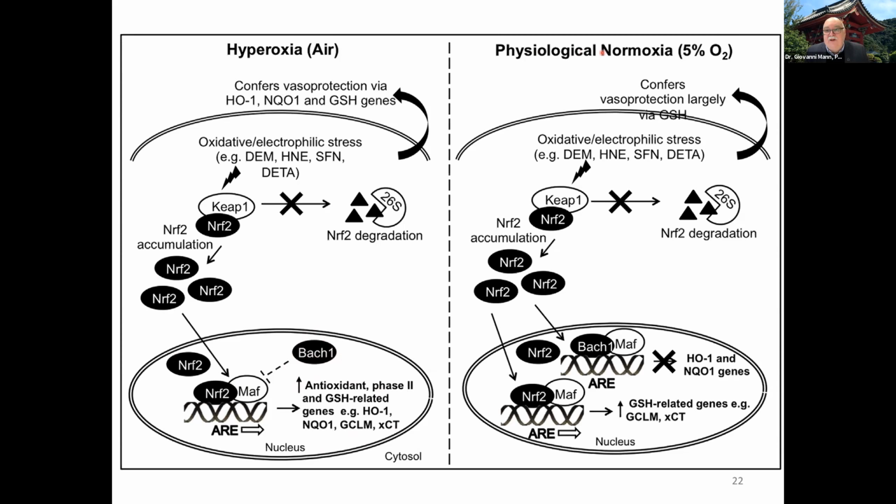But if we adapt cells to physiological normoxia, in this case, 5% oxygen, we still get nuclear translocation of NRF2 in response to stimuli. However, NRF2 now drives glutathione-related genes. I didn't have time to show you that data. And we believe that these genes are operating under physiological normoxia in vivo. But now the elevated levels of this negative regulator are inhibiting the induction of these genes, heme oxygenase, that I showed you during the course of the lecture.